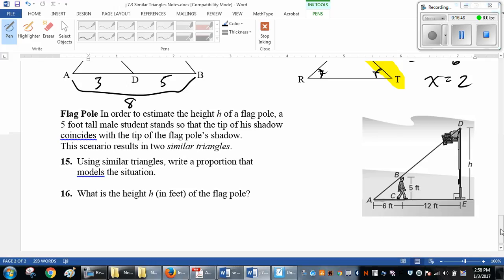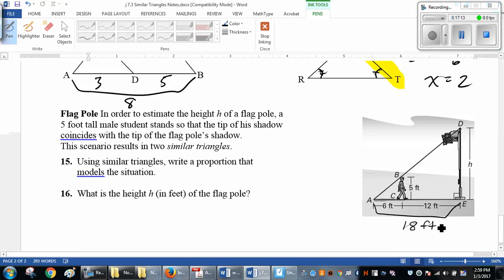Now, here we have two overlapping triangles. The man makes one triangle, the height of one triangle. The flagpole makes the other triangle. Their shadows are overlapping. So look at what we know again. Everything in this diagram is labeled. Okay, that guy's 5 feet tall, shadow 6 feet. The shadow of the flagpole now is this whole thing, not just the 12, the 6 and the 12. Make sure you label that.